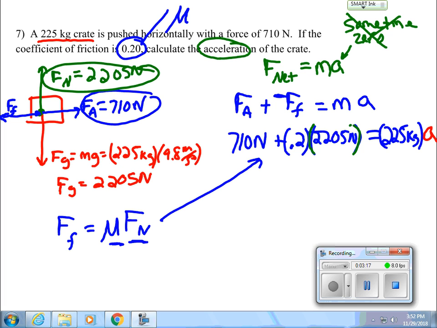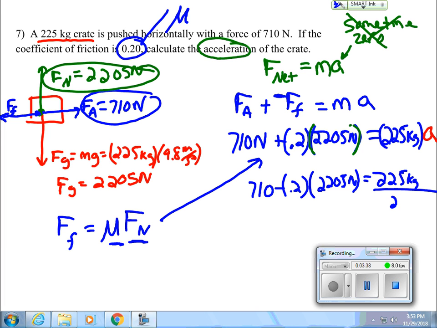Put in all my numbers. I get 710 minus 0.2 times 2,205 newtons, divided by 225 kilograms, equals 225 kilograms times A. Got to put my A here. All these things cancel out.